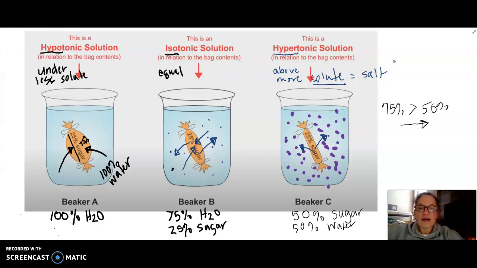All right, so that's how a cell is going to act. When it's in a hypotonic, water from the hypotonic solution will move in, the cell will gain mass. If it's in an isotonic solution, that means the concentration of solute is the same in the cell and on the outside solution, and so water will move in and out equally, and there will be no change in volume. If a cell is placed in a hypertonic solution, water will move out in an attempt to dilute the surrounding hypertonic solution to reach equilibrium, and the cell will lose mass.